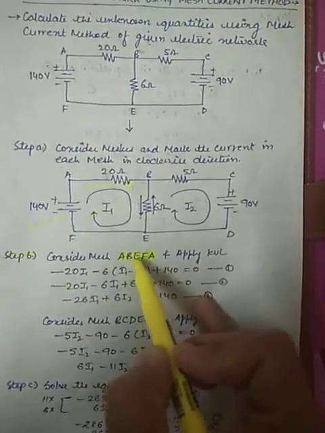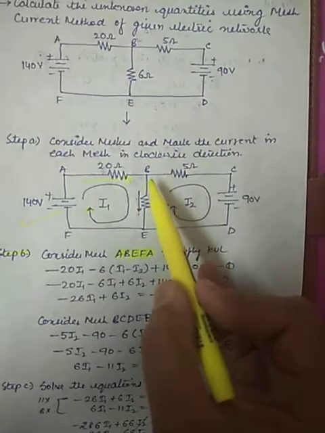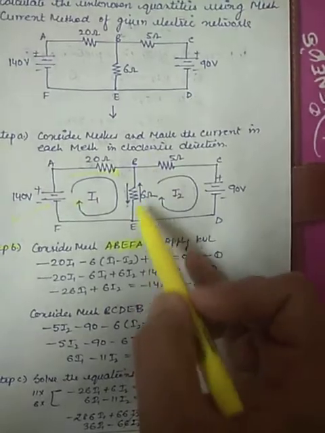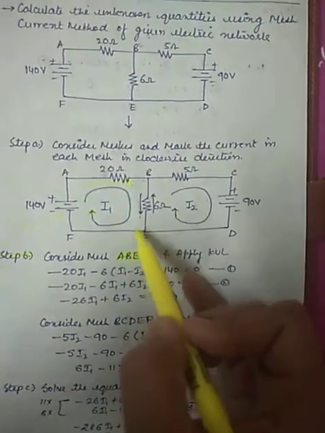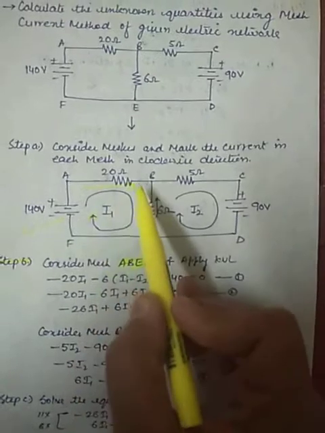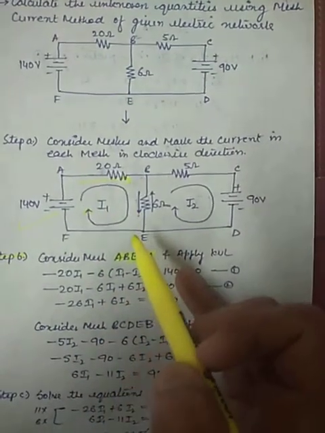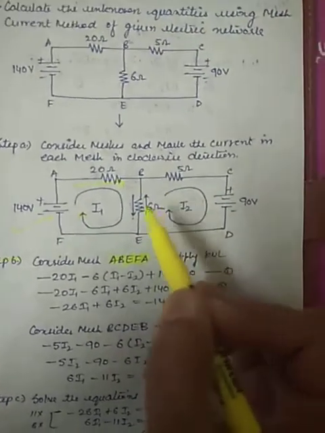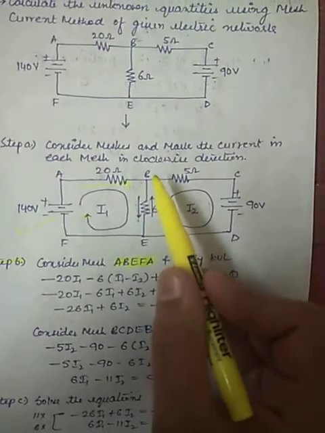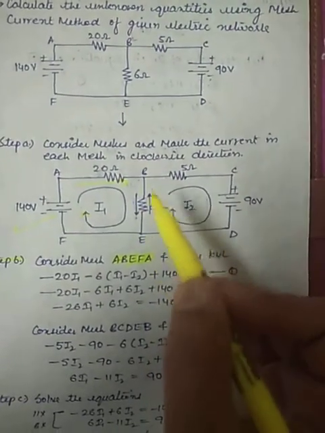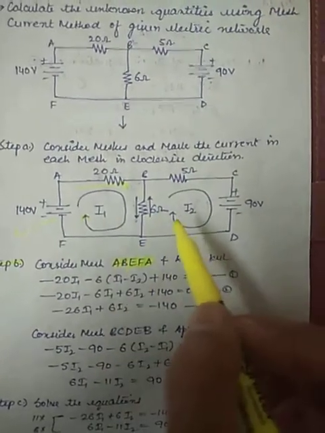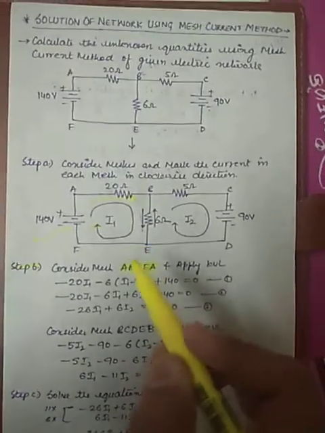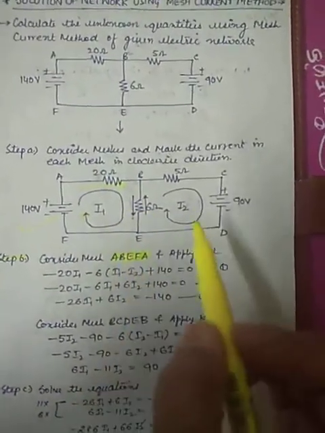Now from B to E, on this branch both the currents are flowing. We can see I1 current is flowing from B to E in downward direction, and the I2 current is flowing from E to B in upward direction. So in branch BE both the currents are flowing in opposite direction. If current is flowing in the same direction, then we will add up both the currents, and if the current is in opposite direction, then we will subtract the currents.